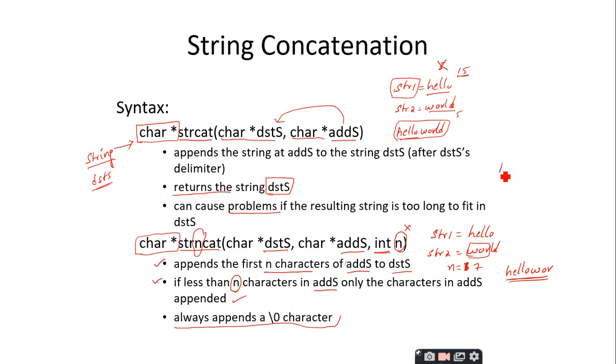So what happens here? Hello, since it is a string, will have a \0. Similarly, world is also a string, and it will have a \0. When you want to append string 2 to string 1, the \0 of string 1 will be overwritten with the string which you want to append, and the last \0 will remain as it is. This is what happens in string concatenation functions. So this is all about string concatenation. Let us go with one programming example and check how this concatenation is going to work.